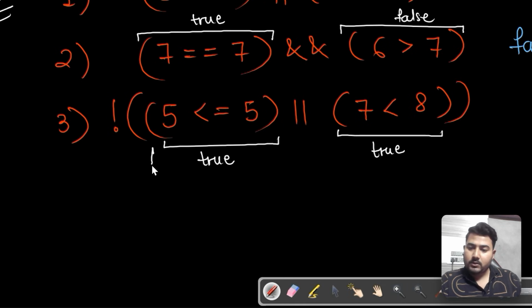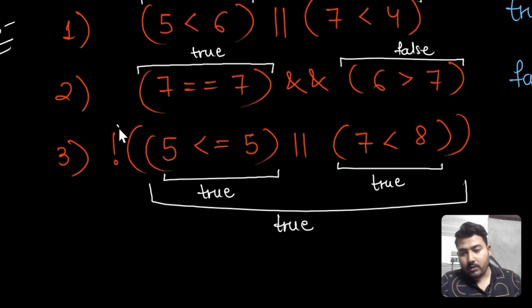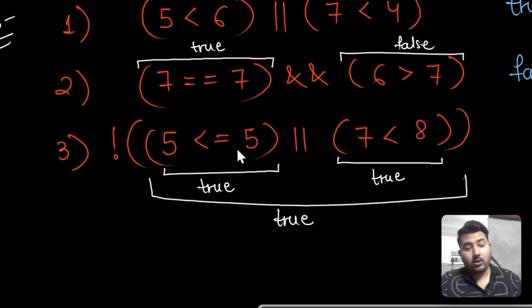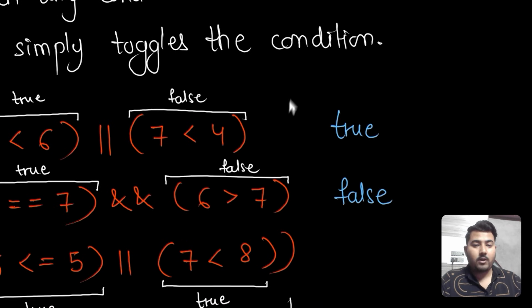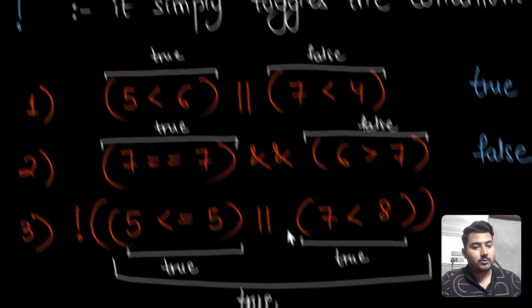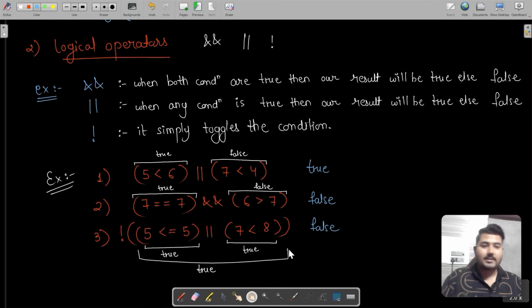So our answer for this whole condition from here to here will be true only. But as we can see at the outermost part, we are having a not operator as well, which according to definition, simply toggles the condition. If our result is true, then it will simply make it false. We'll simply get to the false part. So that's our small exercise to understand the operators here.